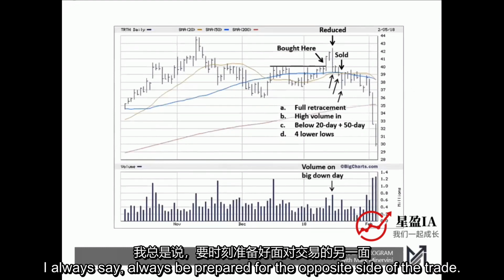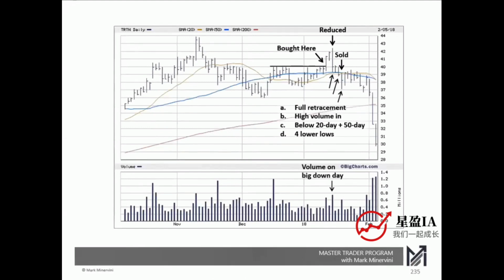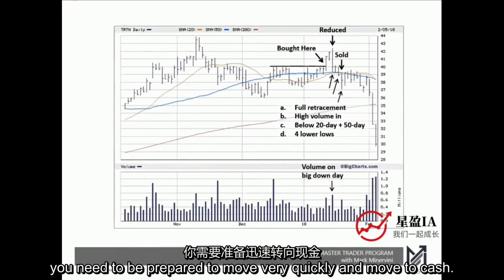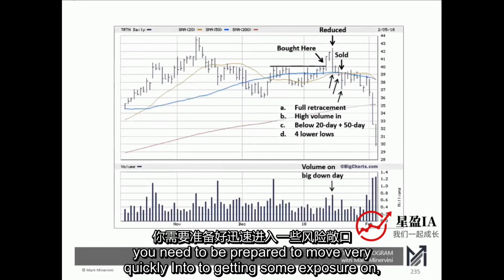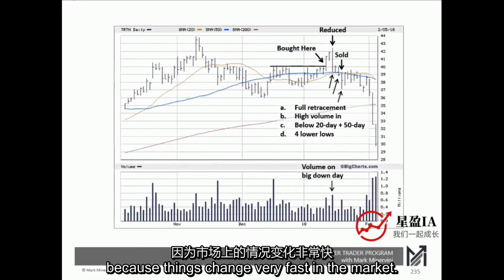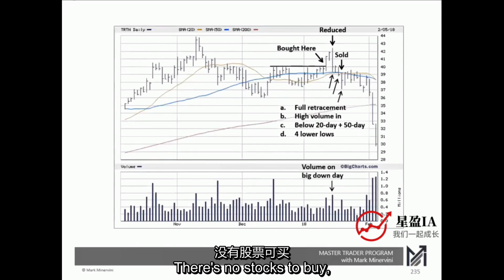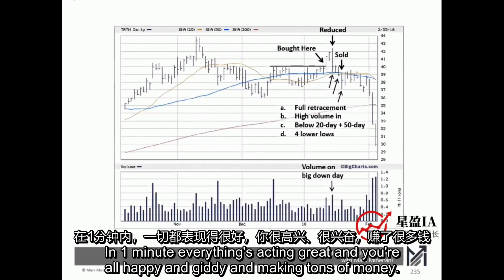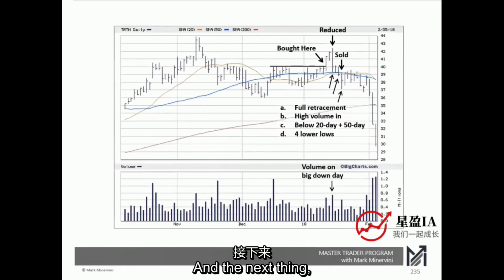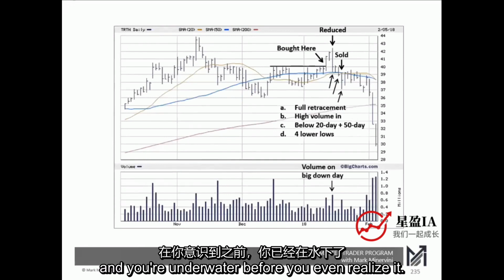And I always say, always be prepared for the opposite side of the trade. So when you are long, you need to be prepared to move very quickly and move to cash. When you're in cash, you need to be prepared to move very quickly into getting some exposure on, because things change very fast in the market. You can go from 1 minute there's no stocks to buy, and then there's a whole ton of them. In 1 minute everything's acting great and you're all happy and giddy and making tons of money, and the next thing, whammo, you're giving half of it back and you're underwater before you even realize it.